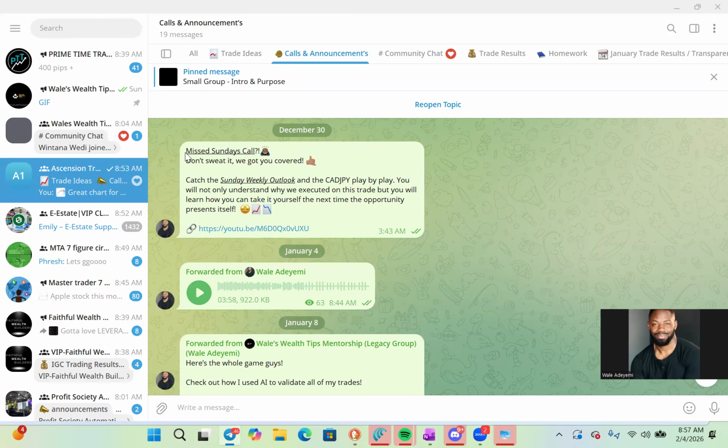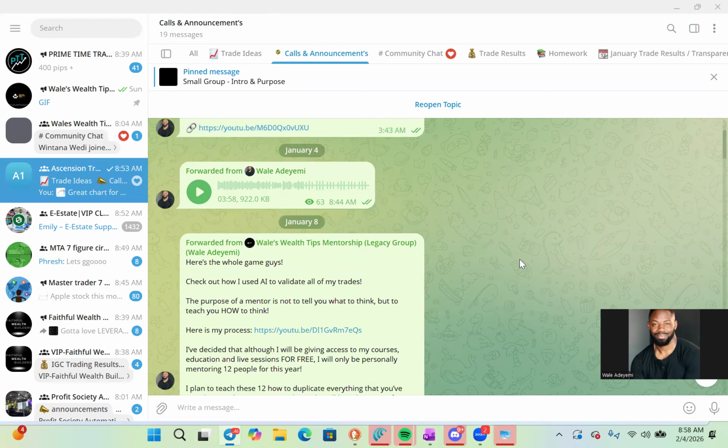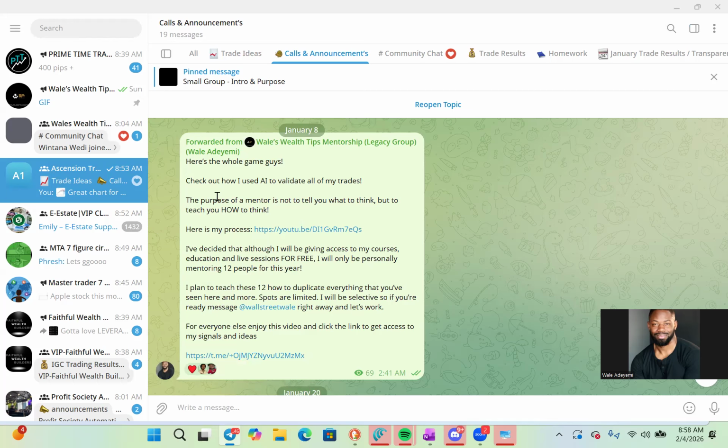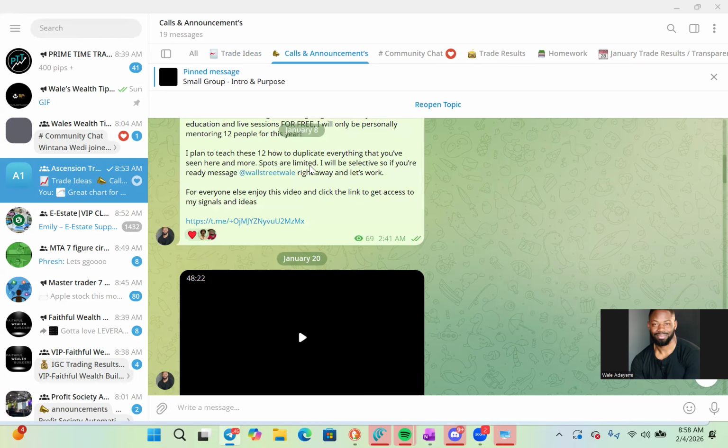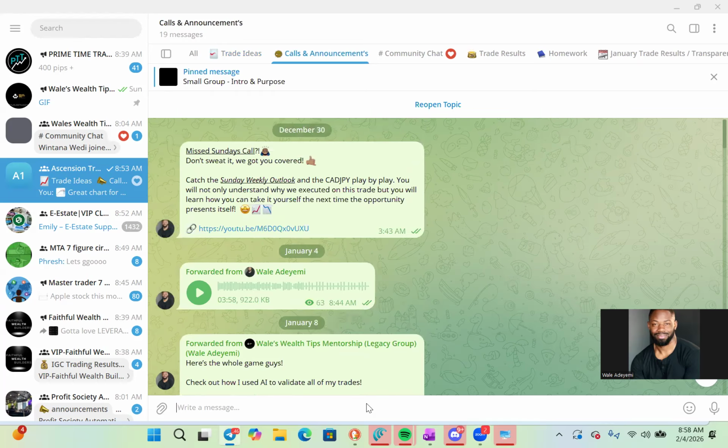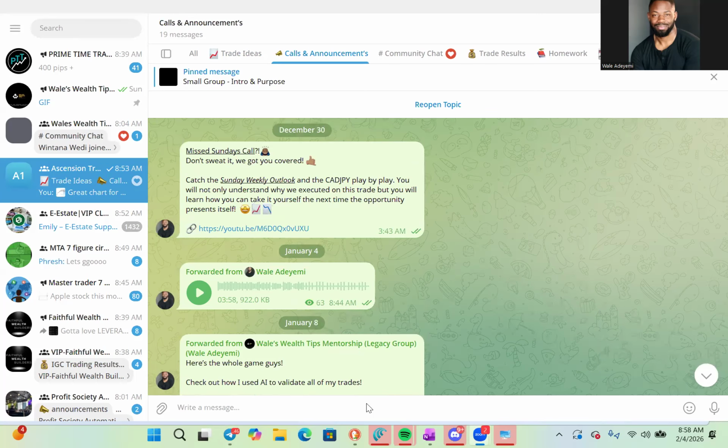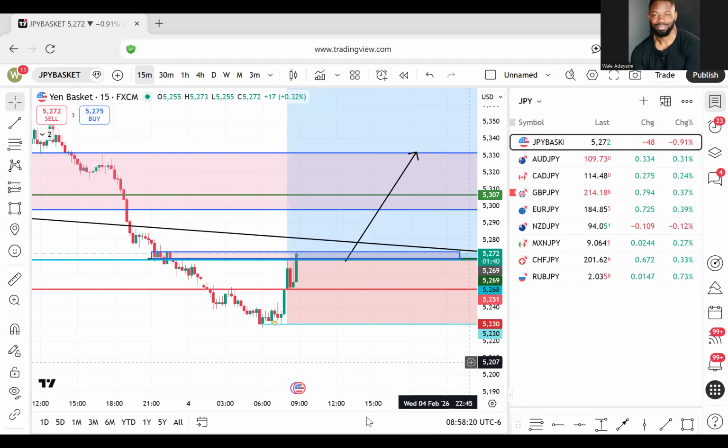Look at this. First call of the year, December 30th. Sunday outlook, CAD JPY play. You will not understand why we executed on this trade, but you will learn how you can take it yourself. But CAD JPY has been what I've been waiting on all year, bro. All year since December. I was calling this in December.